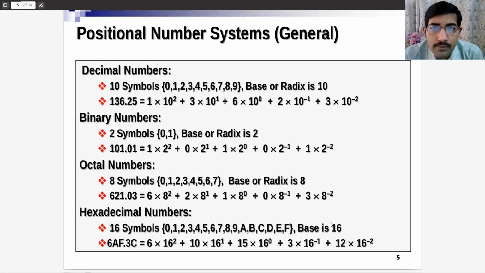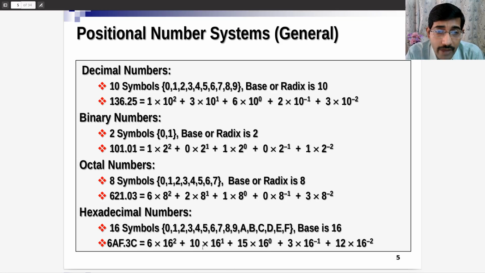So all these are positional number systems as we already introduced, because each position has a significance, and from that position we could compute the values of the overall number in decimal. So in decimal, since there are 10 symbols, radix is 10. And in binary there are 2 symbols, so the radix is 2.